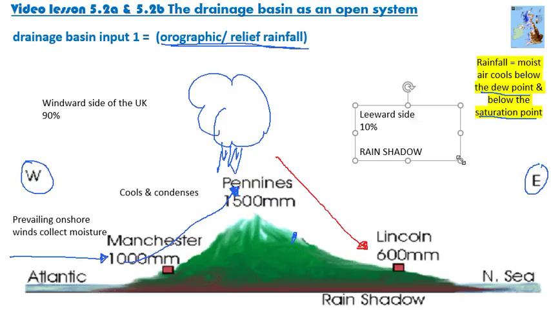Now if we think in terms of drainage basins, obviously the west parts of the UK are going to receive higher inputs. The ones more susceptible to drought are going to be the southeast.